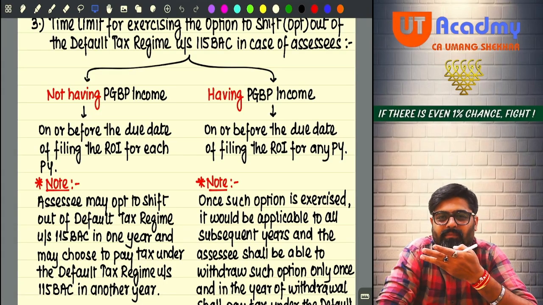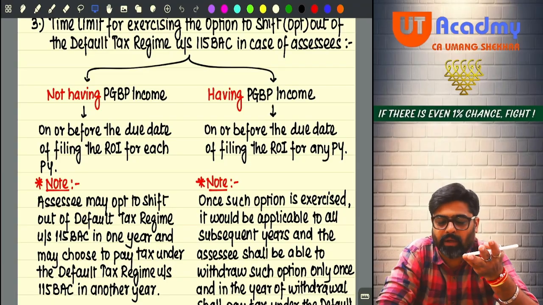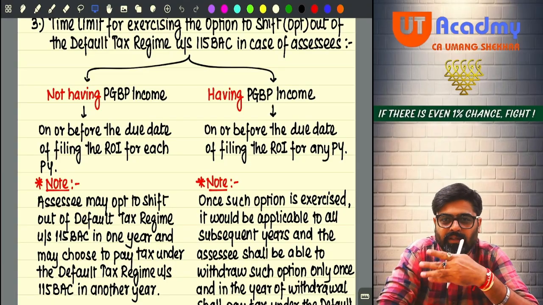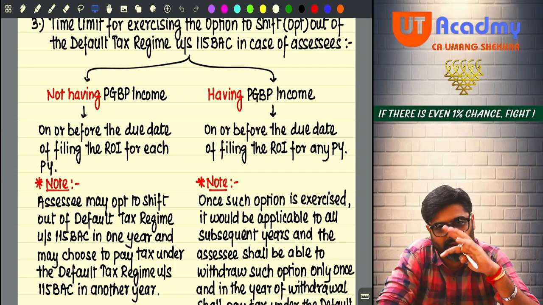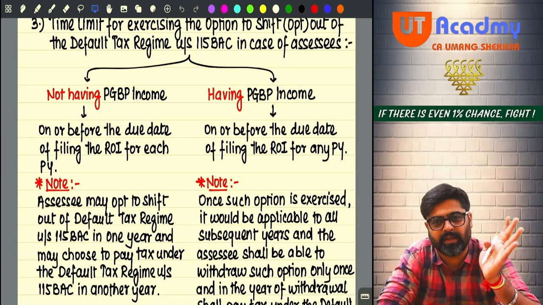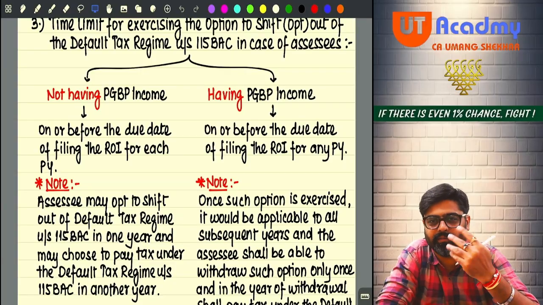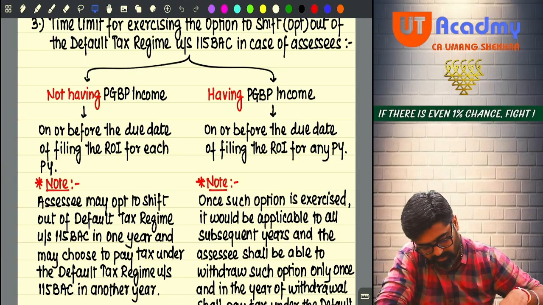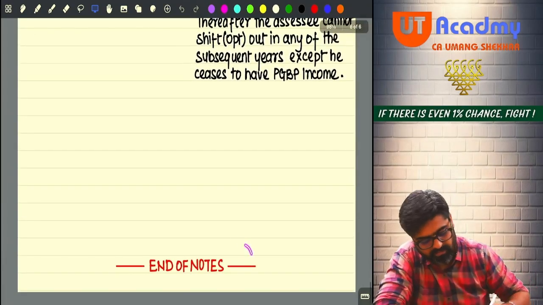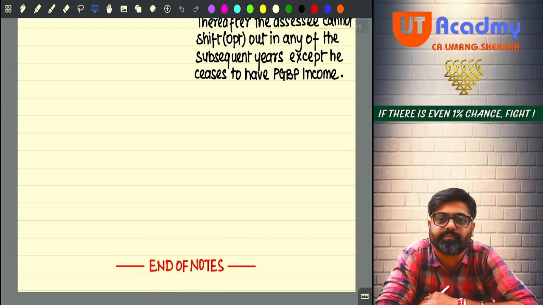This was made from 2020, last year only, because since last year this scheme has been made default, no? Earlier, this option was available every time, in every case. But last year onwards, this is compulsory now. Got it? So this was your 115 BAC, my dear friends.